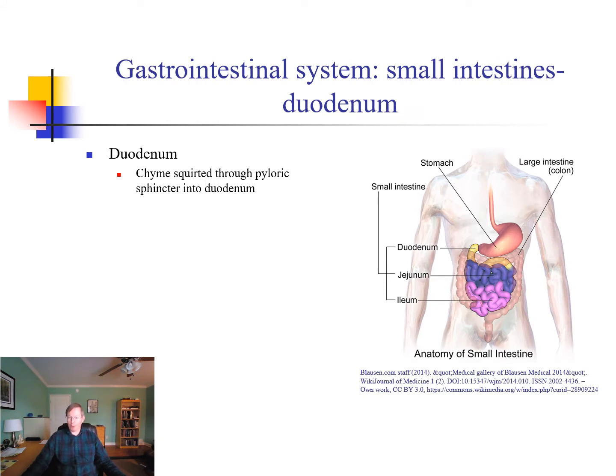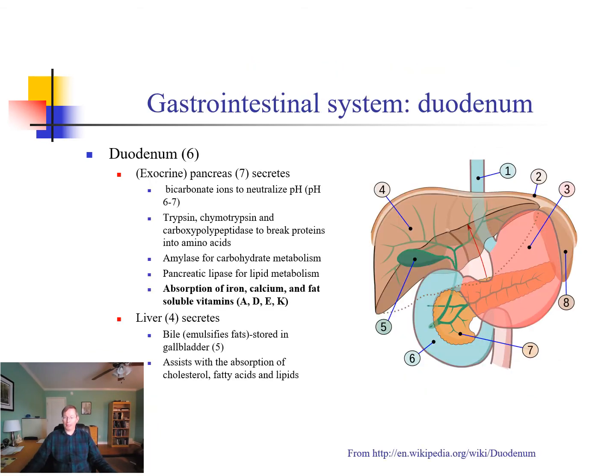So the first part of the small intestine is the duodenum. And a lot of things go on in the duodenum, so we're going to have to look at this very much in detail. So I've squirted my chyme out through the pylorus, and it goes into a very complicated type of structure. So a lot of things are happening in the duodenum. The first thing that I want to show you is some anatomy, some detailed anatomy.